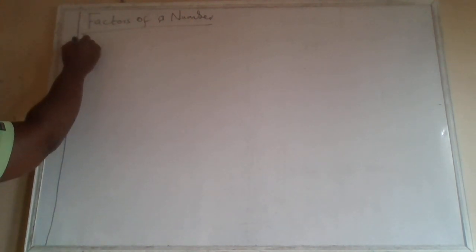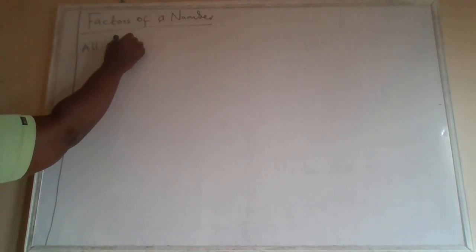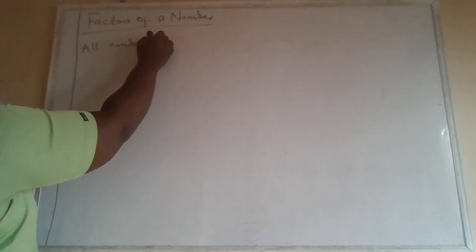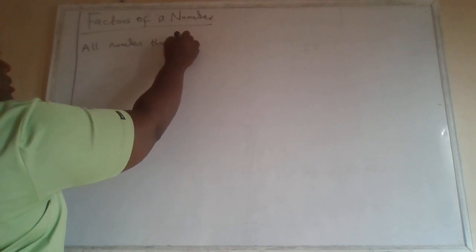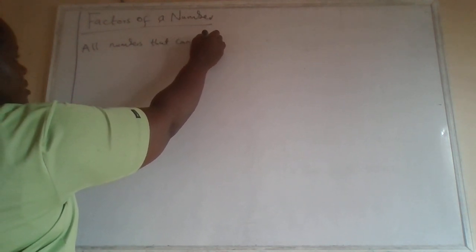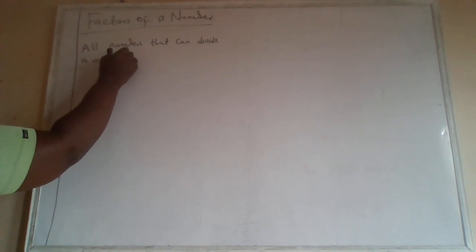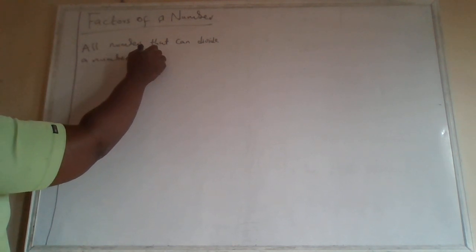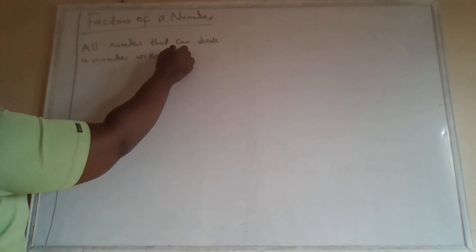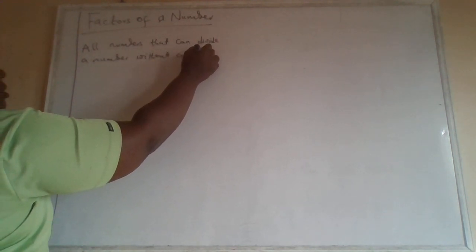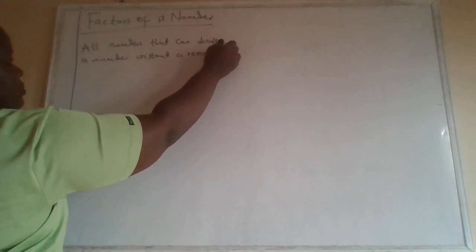So we are looking at all numbers that can divide a number without a remainder. Once that happens, we say that the numbers are the factors of the number.